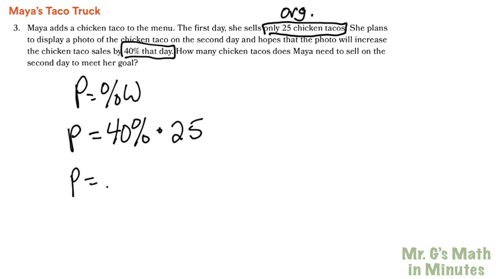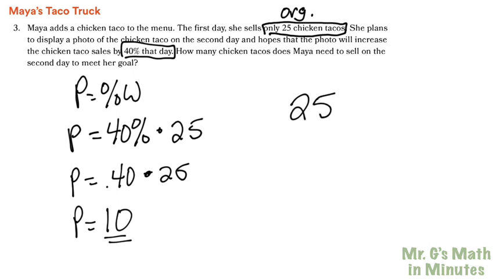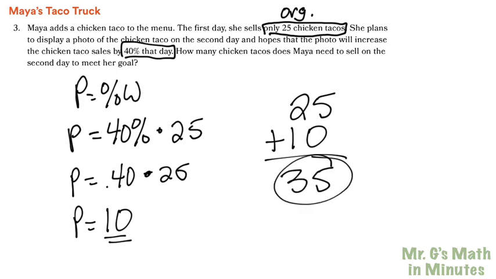So our part is equal to 0.40 times 25. So 0.40 times 25 is going to give us an increase. She needs to increase it by 10. So to meet her goal, she needs to sell what she sold originally and increase it by 10. To meet that 40% goal, she needs to sell 35 chicken tacos.